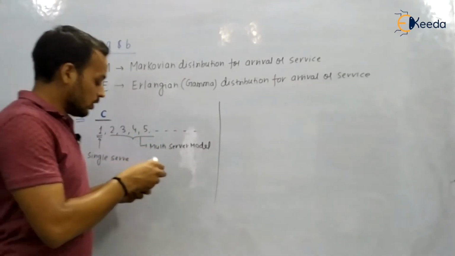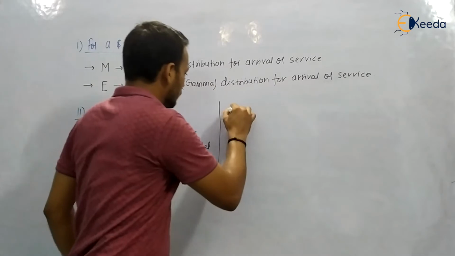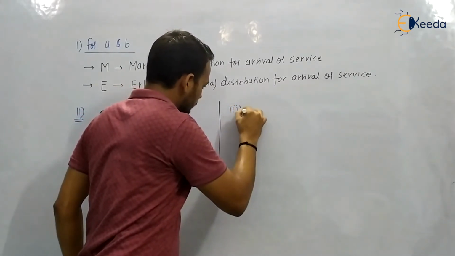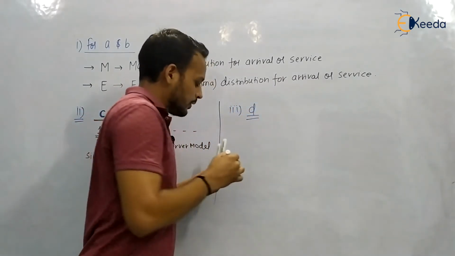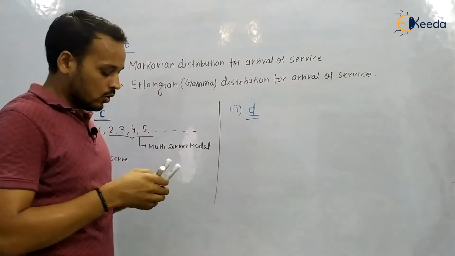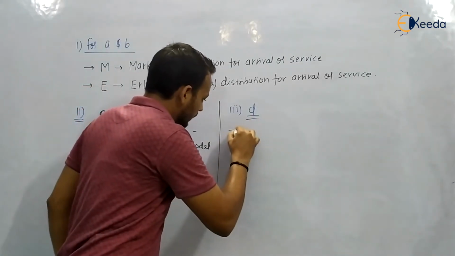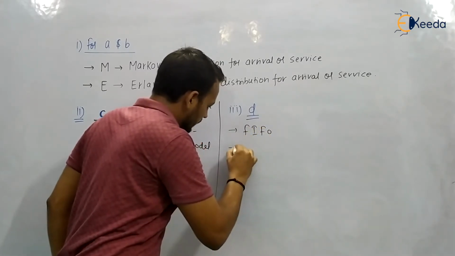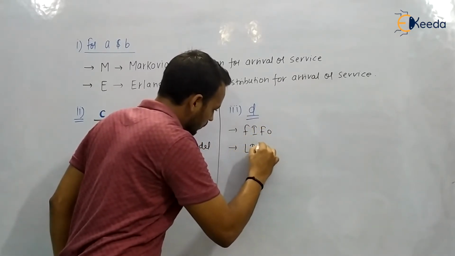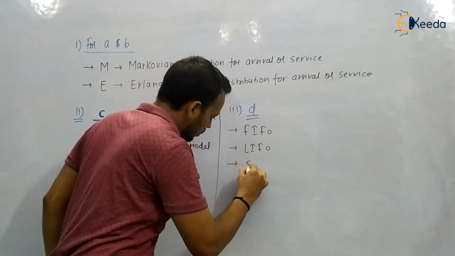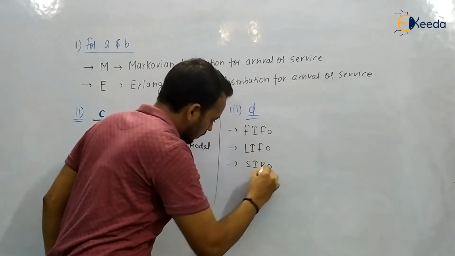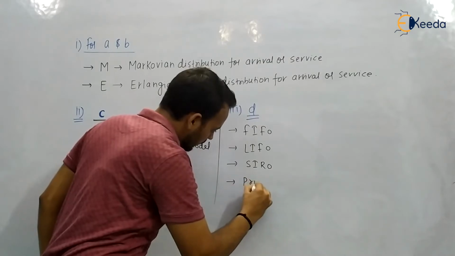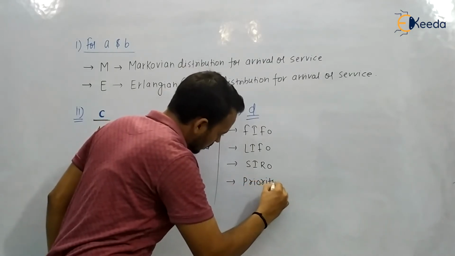The next one, the third, was D. This D was representing the queue discipline or the service rule. So for D, it can be FIFO, first in first out. It can be LIFO, last in first out. It can be SIRO, service in random order, or it can be priority treatment.